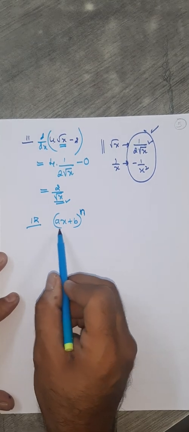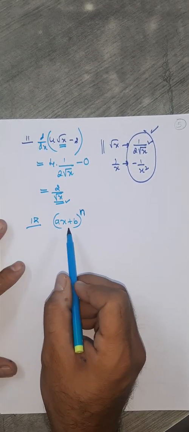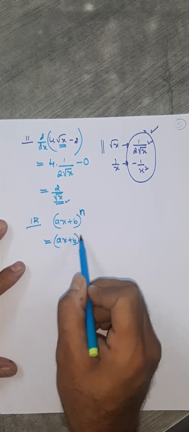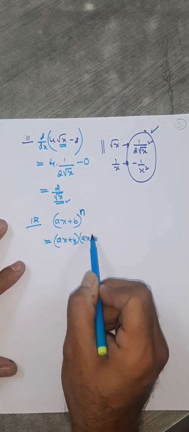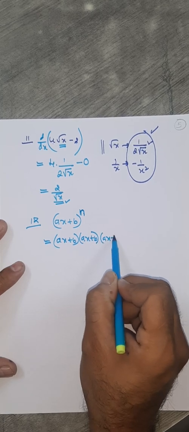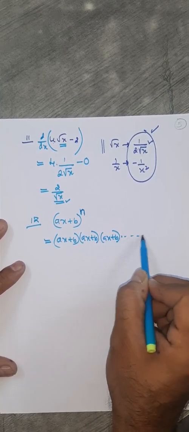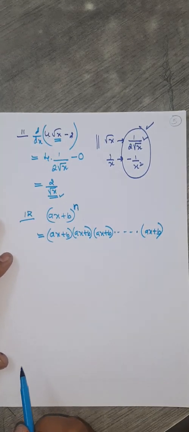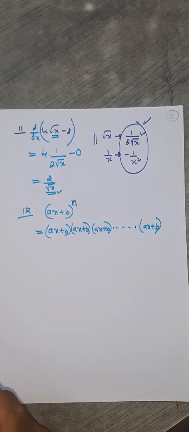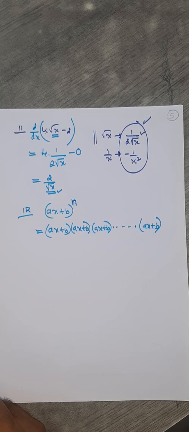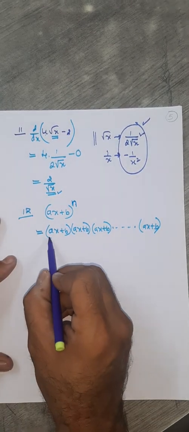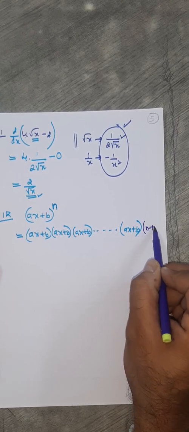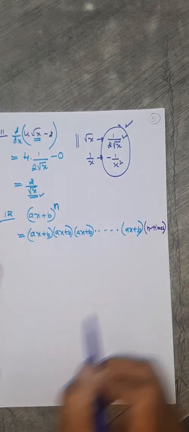So what you can do, you can use the product rule, and you can write like this: (ax + b) into (ax + b) into (ax + b). How many times? n times. This is one way of differentiating this. I'll tell you how to do it directly even. How many times have I written ax + b? n times, because you have raised to n.